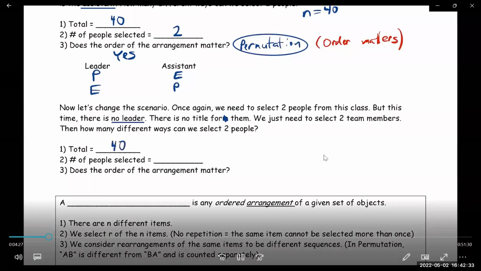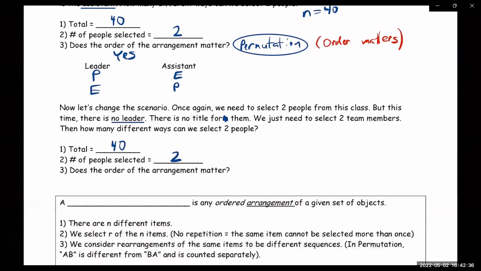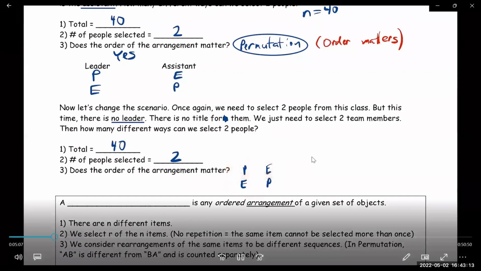So same thing, we still have 40 people to choose from. We're still selecting 2 people. But in this case, let's say I selected Pamela and Erica. Is that the same thing as selecting Erica and Pamela? Are those arrangements different or are they the same? Well, remember there's no leader, so it's okay. That means this is the same thing, because we're only selecting 2 people. It doesn't matter if Pamela goes first and Erica second, or Erica first and Pamela second, because there's no leader, there's no assistant, as long as you're selecting 2 people. So these arrangements are the same. So you're supposed to ask, does the order of the arrangement matter? No. Therefore, this is called a combination.